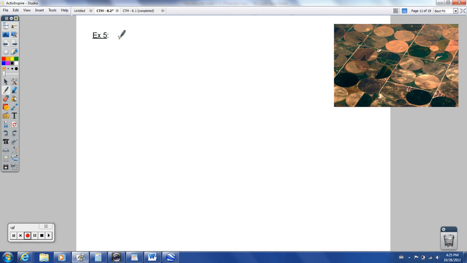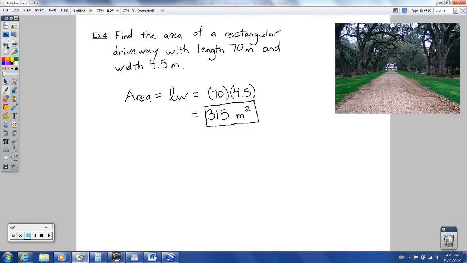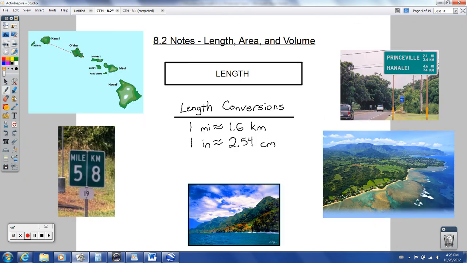And so we're going to find the area of a circular field if its diameter is 1.5 kilometers. So that's pretty big. That's almost a mile. If we go back to this, 1 mile is 1.6 kilometers. So 1.5 kilometers would almost be a mile across.